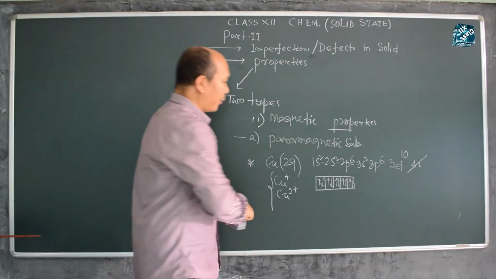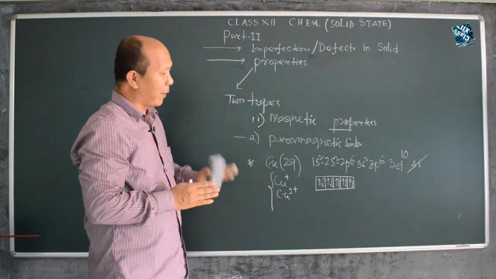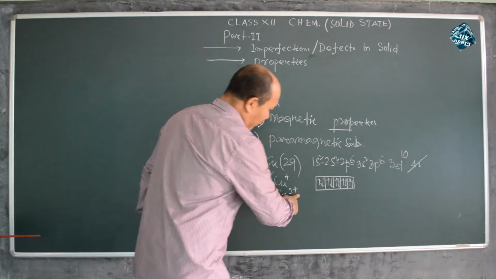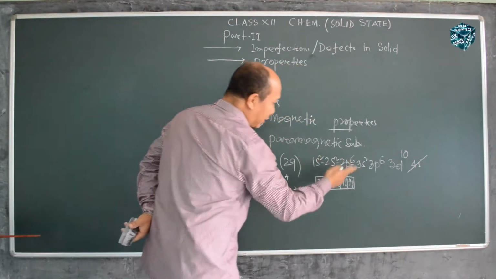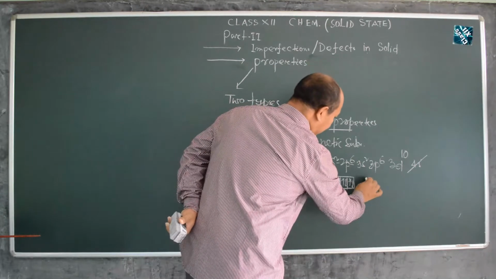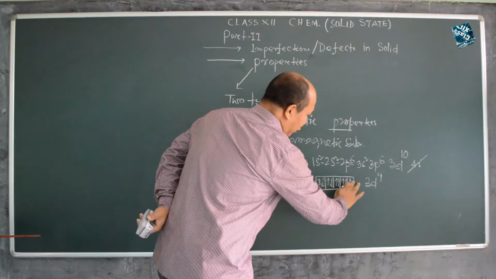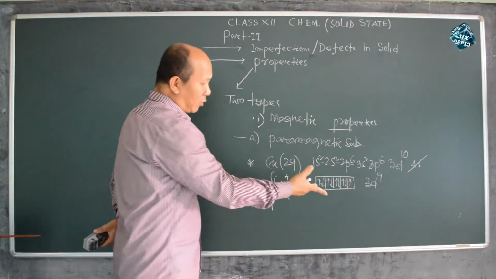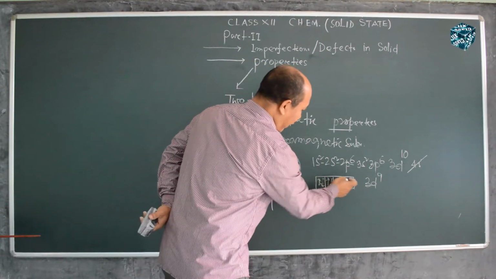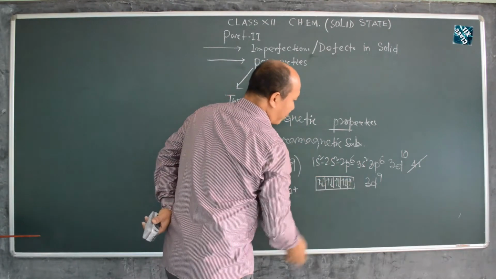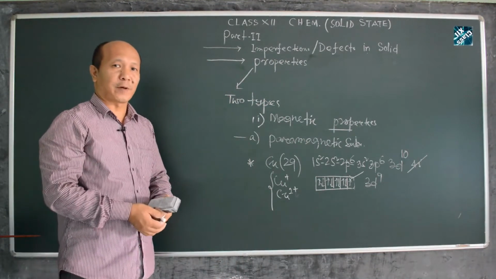That means no unpaired electrons, so the magnetic behavior is diamagnetic. For the cupric ion, Cu plus 2, the 4s electron is lost and then one d electron is lost, leaving 9 d electrons. Orbitals are singly occupied first and then paired up, so one unpaired electron is present.